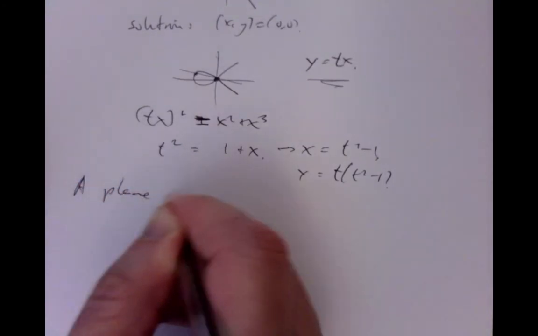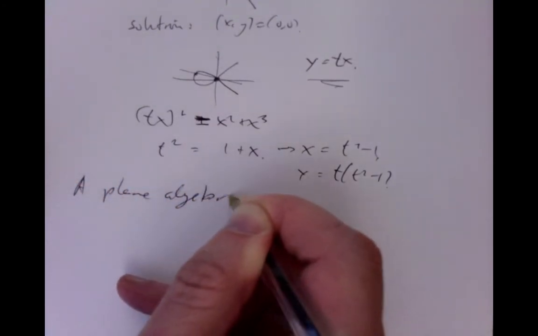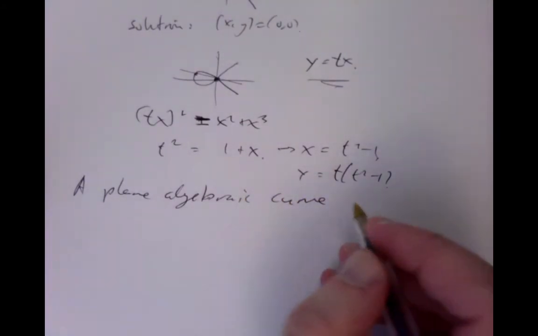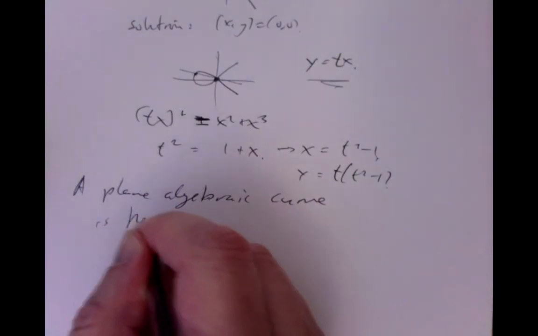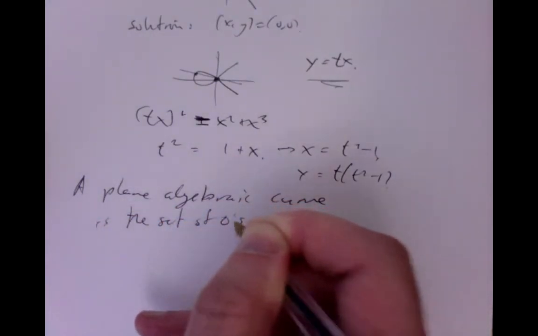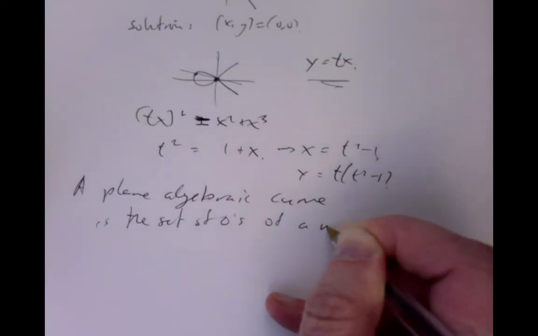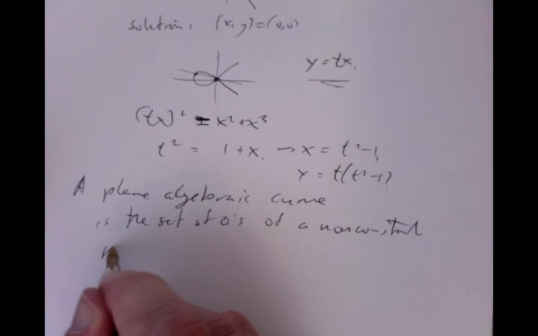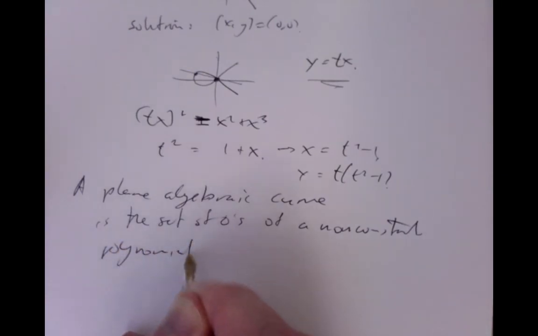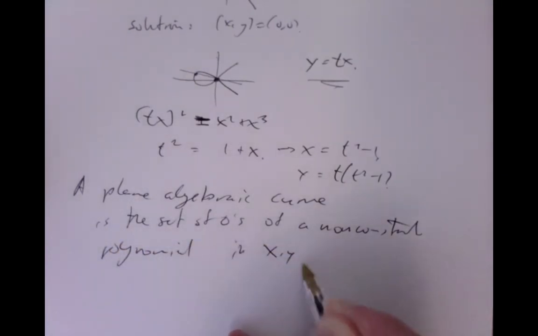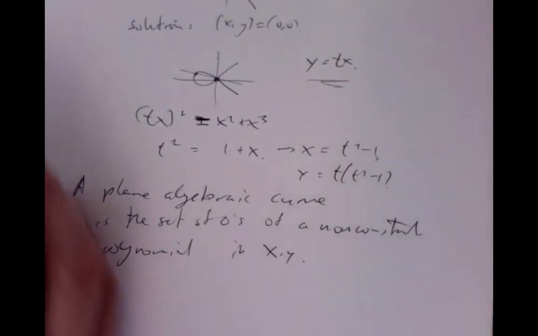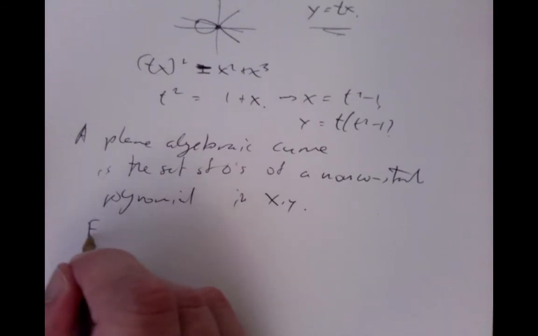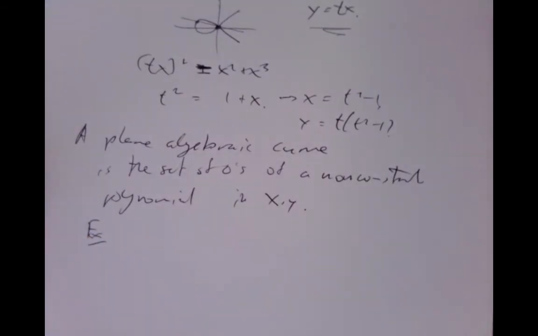So a plane algebraic curve, also called an algebraic curve in the plane, is the set of zeros of a non-constant polynomial in two variables x and y, with presumably coefficients in whatever we want to work on. We might be interested, so far we're interested in real number coefficients, but we might be interested in other ones.